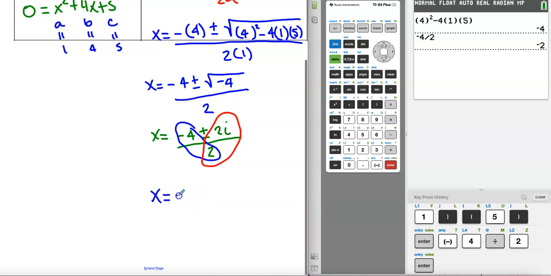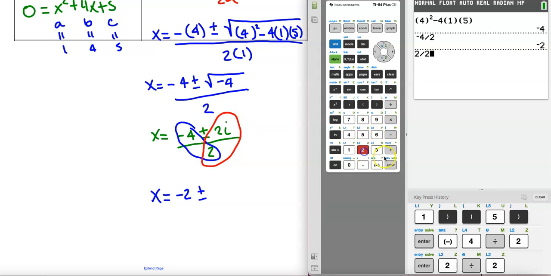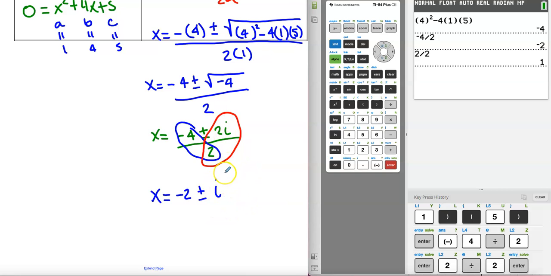So x is equal to negative 2 plus or minus, and then 2 divided by 2 is just going to give you 1. So that's going to be 1i, but I can just write i. So these are my solutions, and I have 2 solutions. One of my solutions is negative 2 plus i, and my other solution is negative 2 minus i.